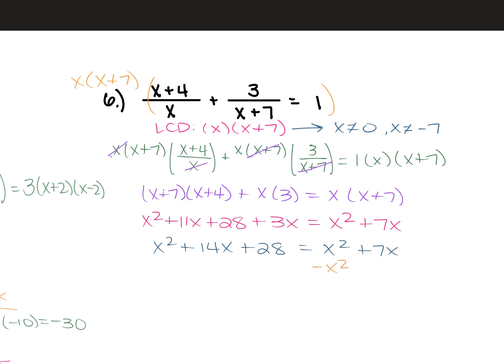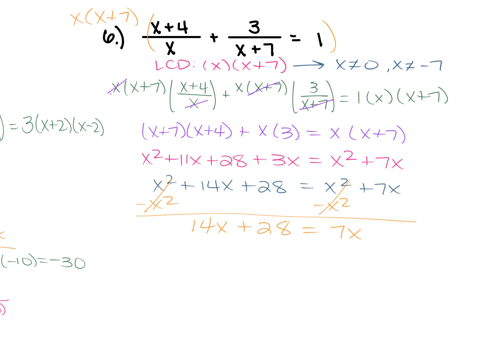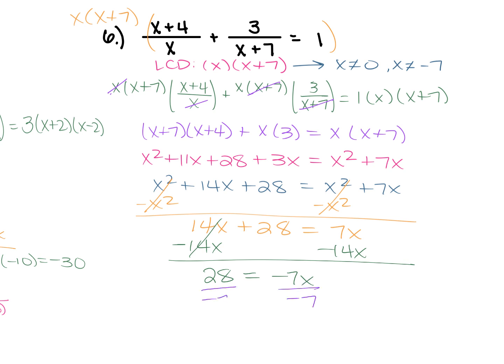If I move the x squared over, I subtract it from both sides. When I do this, it cancels out from both sides. So this is going to leave us with 14x plus 28 is equal to 7x. We move that 14x over by subtracting it from both sides. Then that leaves us with 28 is equal to negative 7x. From here, we just divide each side by the negative 7, and we get that x is equal to negative 4. That negative 4 is neither 0 nor negative 7, so that's your solution.